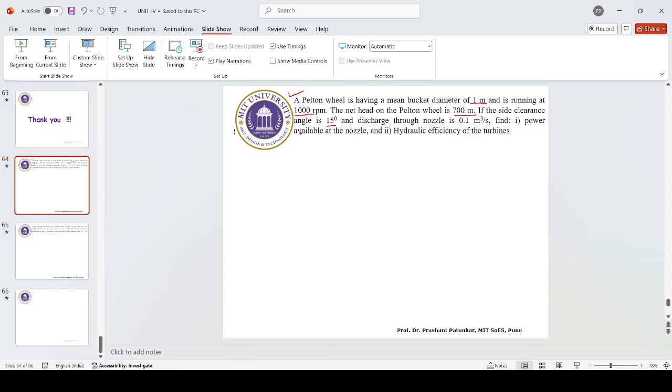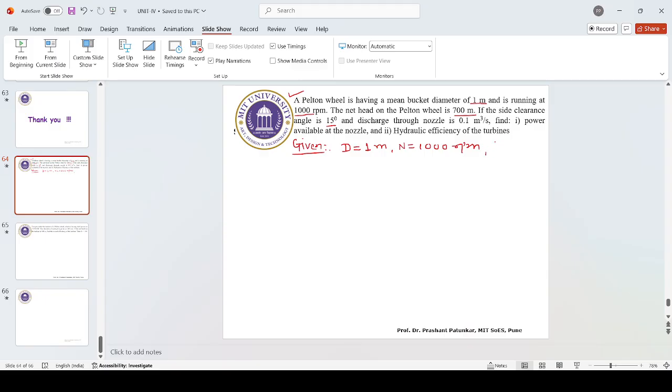Let us see what facts are given to us. Let us write down the data. The mean bucket diameter, expressed as capital D, is 1 meter, and its speed, capital N, is 1000 revolutions per minute.